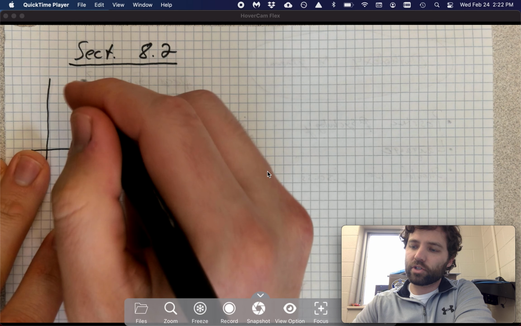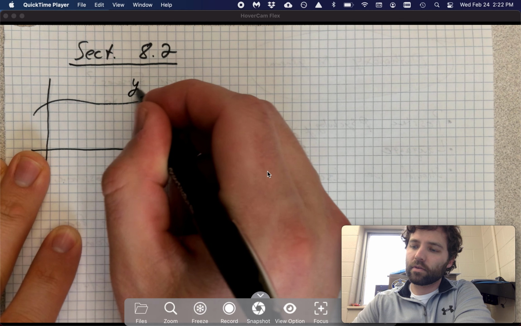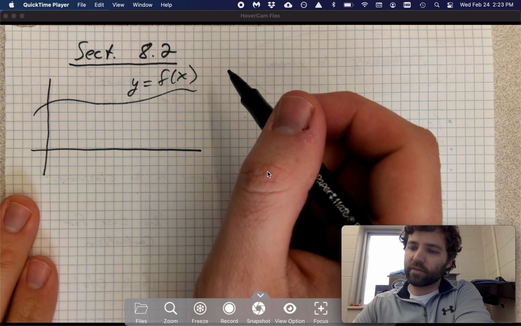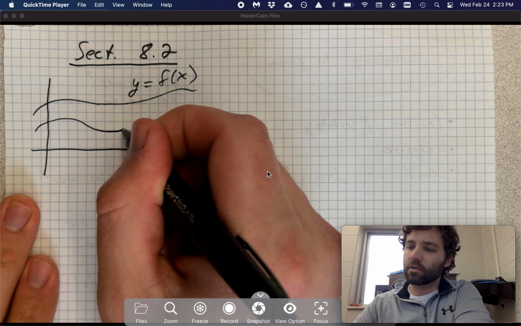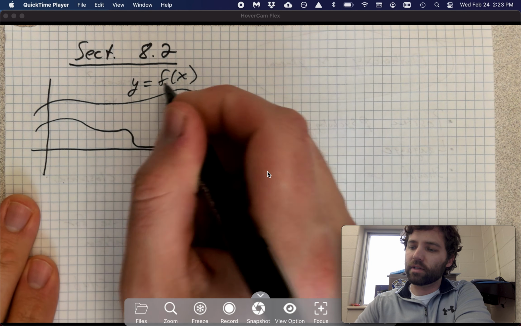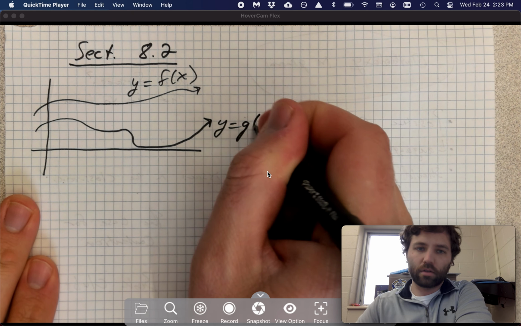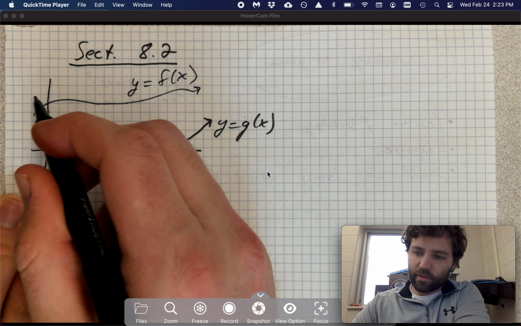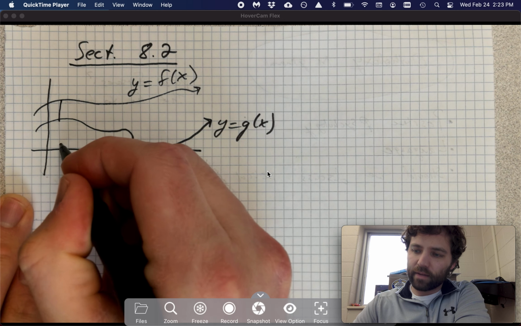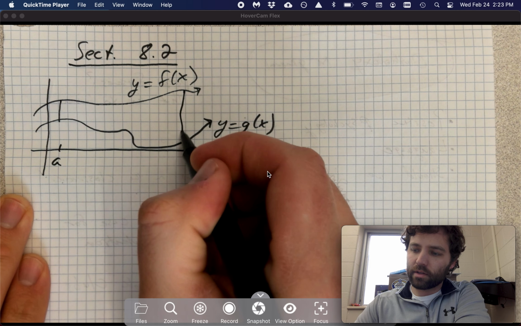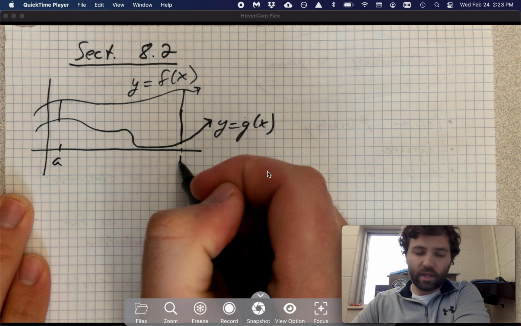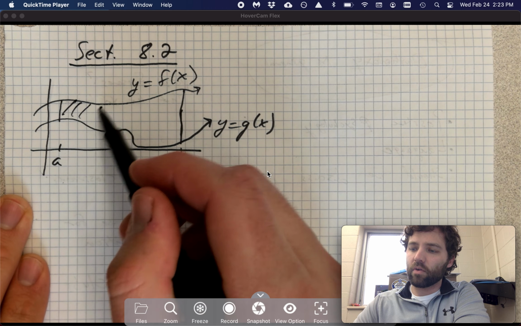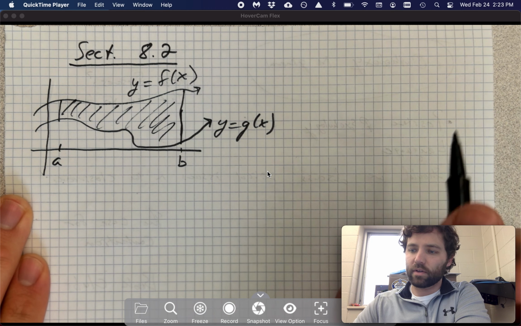So we have the function y equals f of x. And suppose that we have below that the function y equals g of x. It doesn't matter what these functions do really. So we have g of x and f of x. We go from some point on the x-axis a to b. And again, on this interval, f of x is always above g of x.